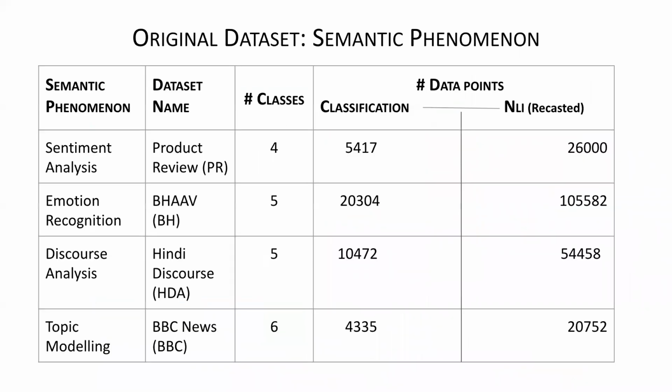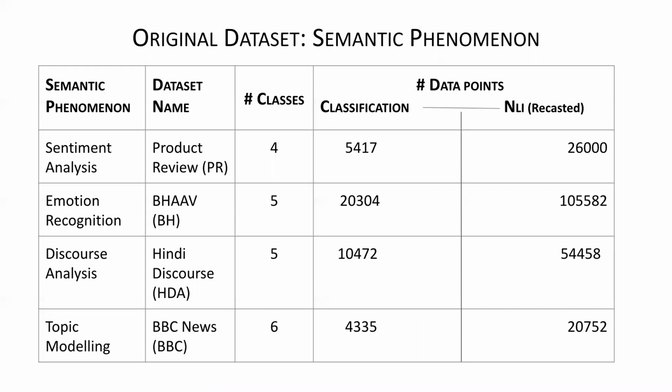So let's look at the datasets. We consider four semantic phenomena: sentiment, emotion, discourse, and topic. Here emotion is the same as affective event. The classes are generally 4 to 6: 4 for sentiment, 5 for emotion, 5 for discourse, and 6 for topic. And this is the amount of data. As you can see, the NLI data in pairs is 4 times because there are 4 classes. So the actual data is half of what is shown, since they are just negations of each other.